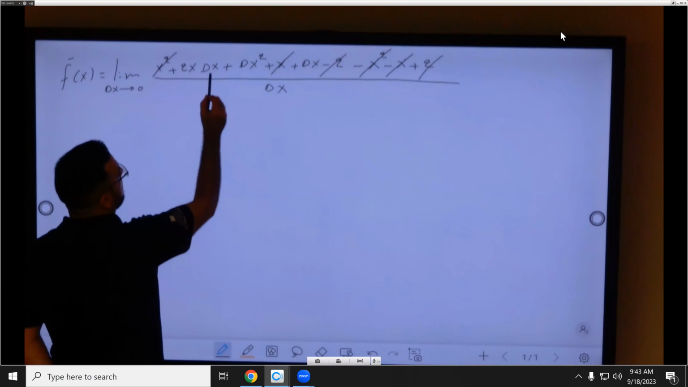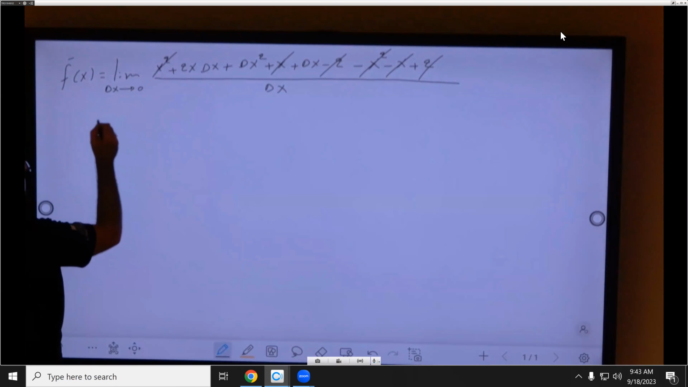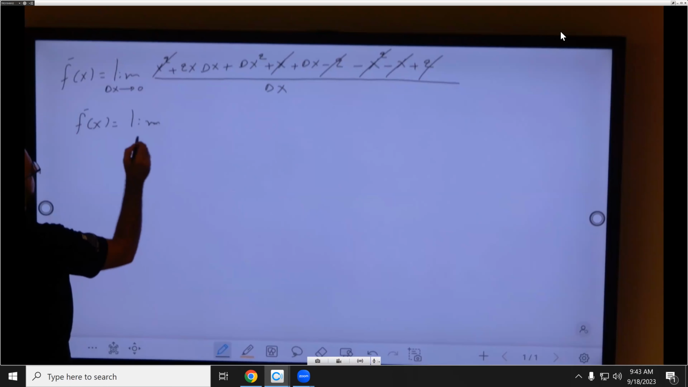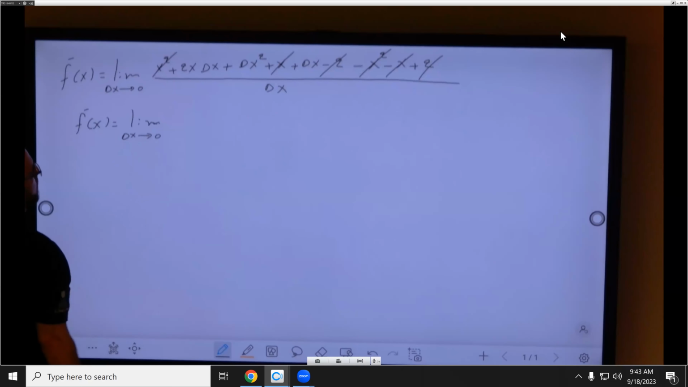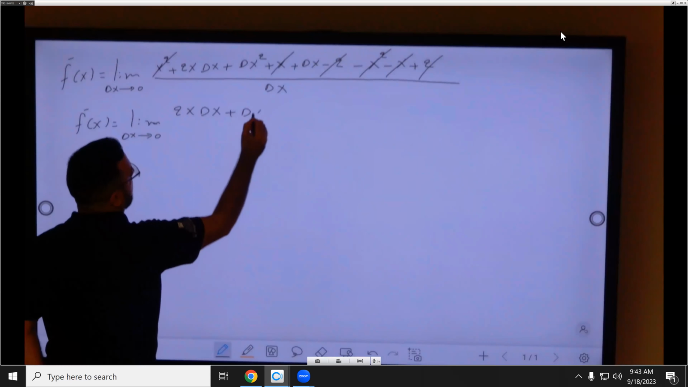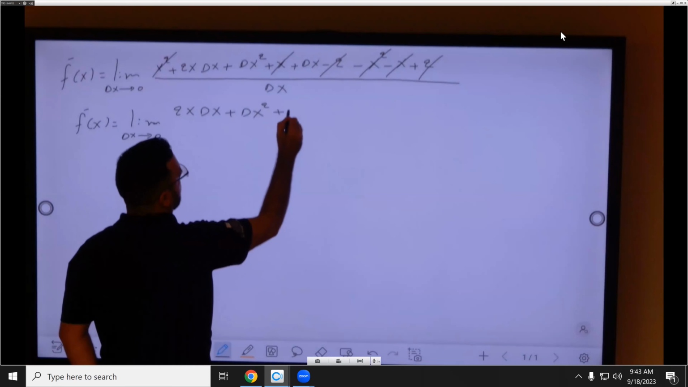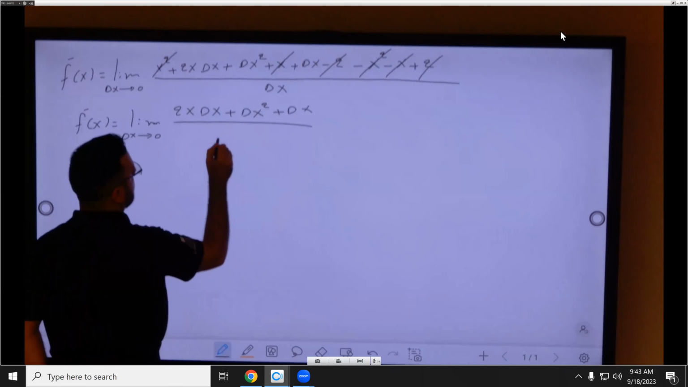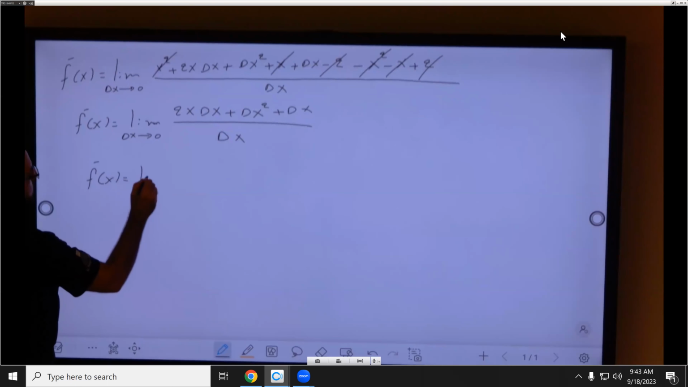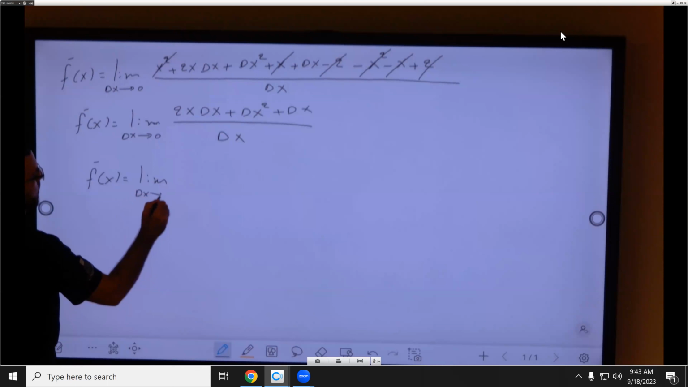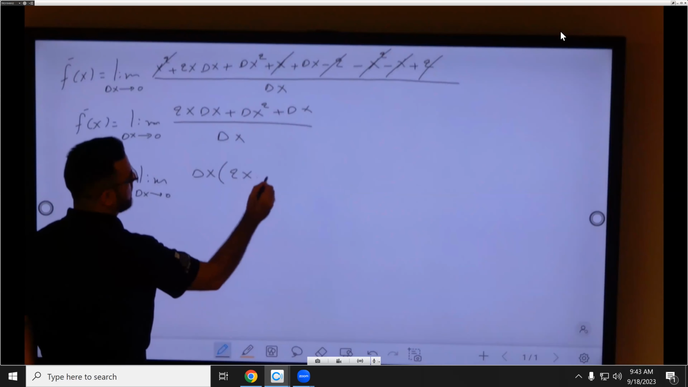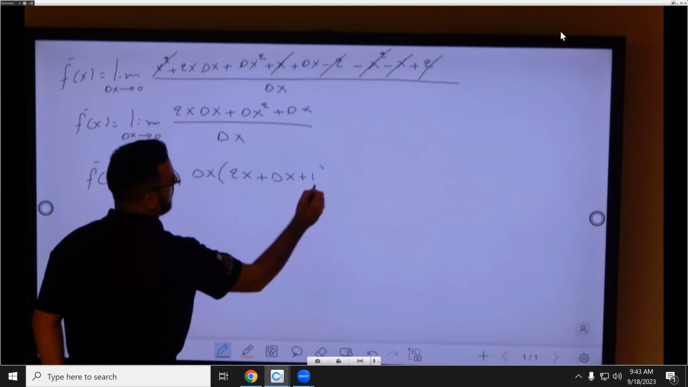Because you see the left, delta x, delta x, delta x. Now, the slope is going to be the limit as delta x approaches 0 of 2x delta x plus delta x squared plus delta x, everything divided by delta x. Take delta x as a common factor. What's the left? 2x plus delta x plus 1. Yes or no?